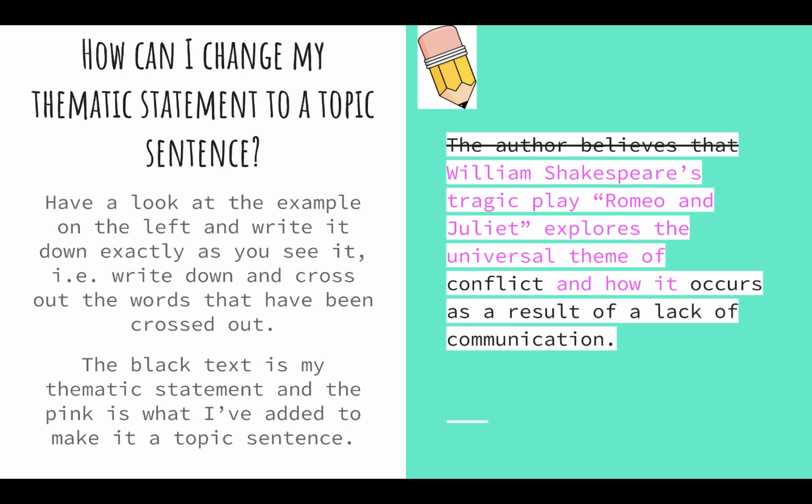So let's read it as a topic sentence now. William Shakespeare's tragic play, Romeo and Juliet, explores the universal theme of conflict and how it occurs as a result of a lack of communication. Could you please write just the part on the right down?